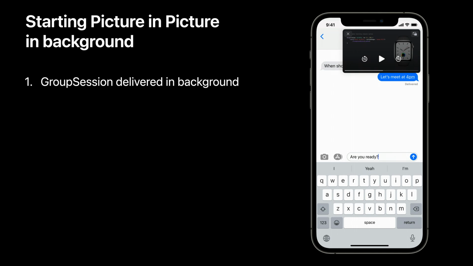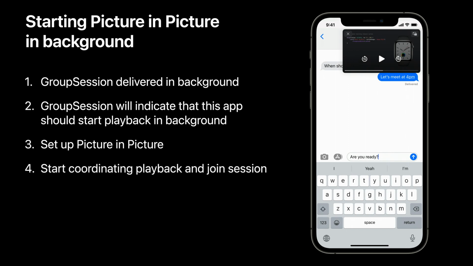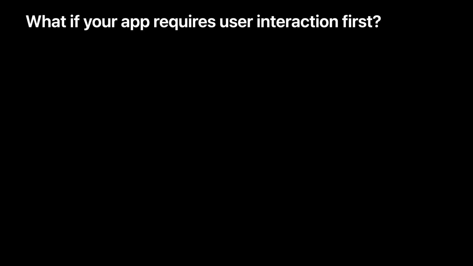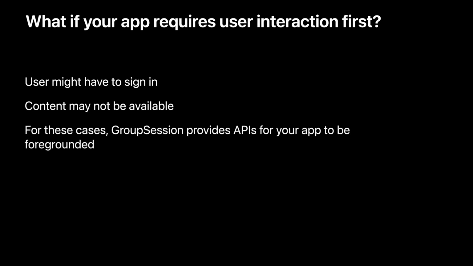The Group Activities framework will deliver sessions to your media app while in background to give your app a chance to set up picture-in-picture. If the group session indicates playback can start in the background, you should set up picture-in-picture and then go through the regular group activities flow. The system will start playing the content in picture-in-picture without launching the app in full screen, so users get that seamless experience and aren't taken out of their current context. But in some cases, you won't be able to set up picture-in-picture because you may need the user to sign into your app, or the content might not be available without some additional steps from the user. For these cases, Group Session provides APIs for your app to request to be foregrounded.